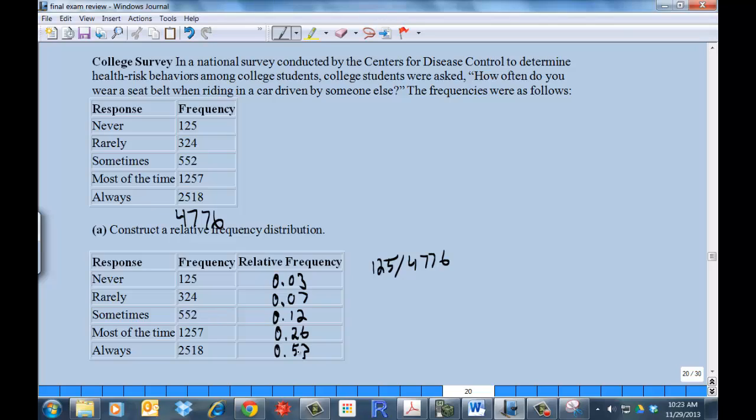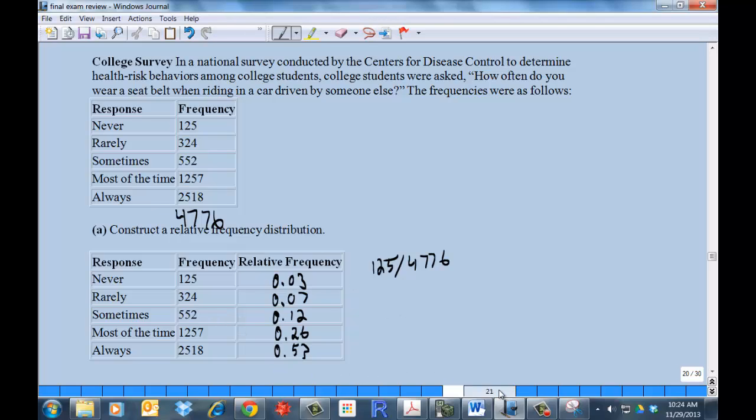So we can say something like somewhere around 53% of college students always wear seatbelts when riding with someone else in the vehicle. And then part B just asks us to make a relative frequency bar graph from this, relative frequency bar graph, not a histogram. A histogram is for quantitative type of data.